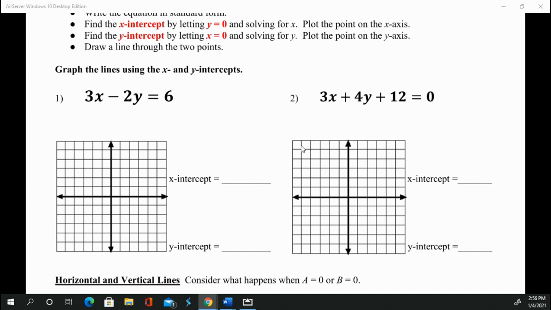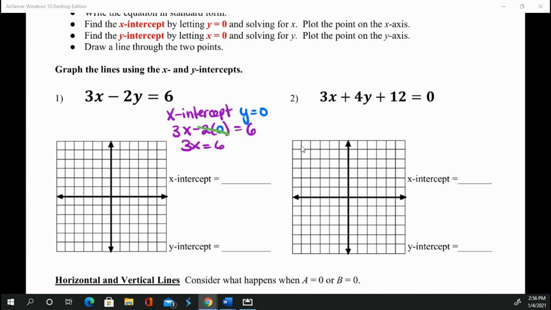So first we'll start with the x-intercept. So to find the x-intercept, that's the x value when y equals 0. So we're going to substitute the value of y equals 0 into the equation and then solve for x. Whenever you multiply anything times 0, it's just 0. So that whole term is going to eliminate. And we're going to be left with just 3x equals 6.